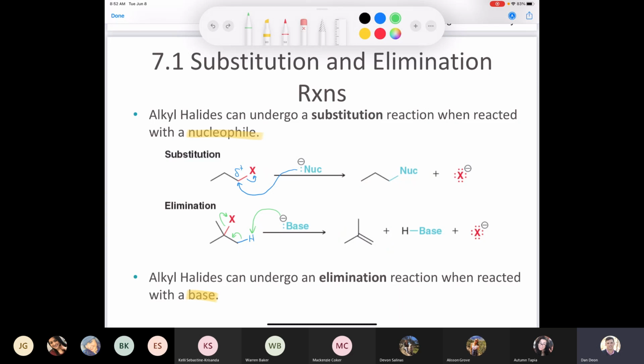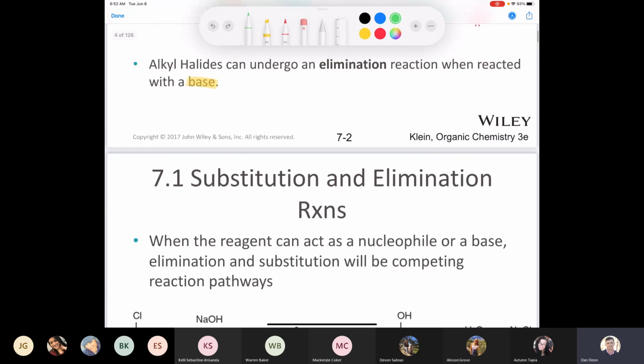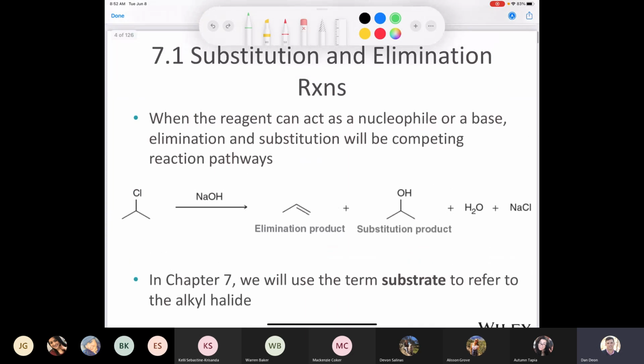Now, you might be wondering, and this would be a great question, I've been asked it before, students would say, well, what about something like hydroxide? That could be a nucleophile or a base, depending on the situation. So how do I know when my substrate, or my alkyl halide, is going to undergo a substitution or an elimination reaction? Well, actually, that's going to be a major consideration in this chapter. It's what we're going to talk about a lot. So again, when a reagent like hydroxide can function as a nucleophile or a base, you're going to see that you get a competition between these reaction pathways.